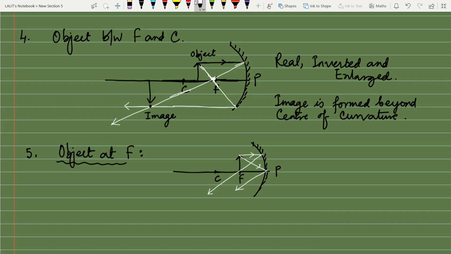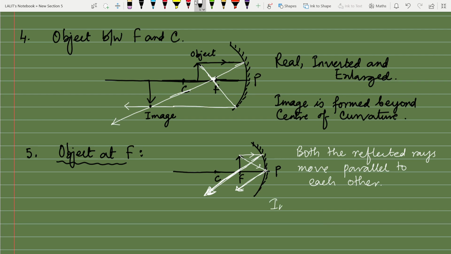So if you draw using a proper scale, you would find that both the reflected rays move parallel to each other. And in the second chapter you will read, the second part of this chapter is refraction. If these are the two rays which are moving parallel, there may be some change in optical density, which we call refraction of light. Because of refraction, the rays might meet at some point very far away. So we can say if the light rays are meeting, the image would be formed at infinity.